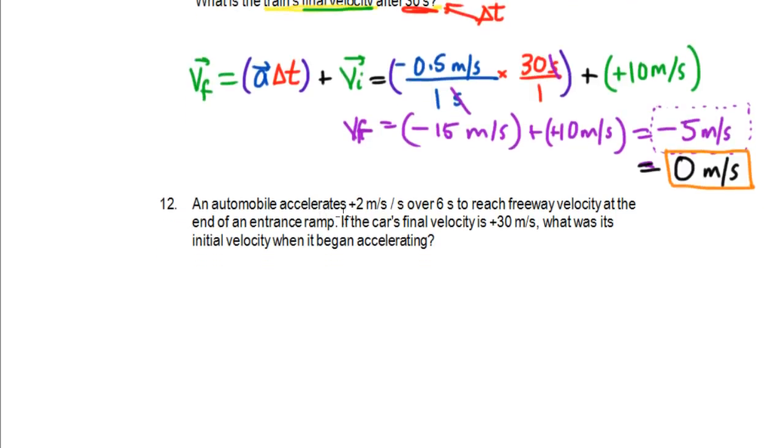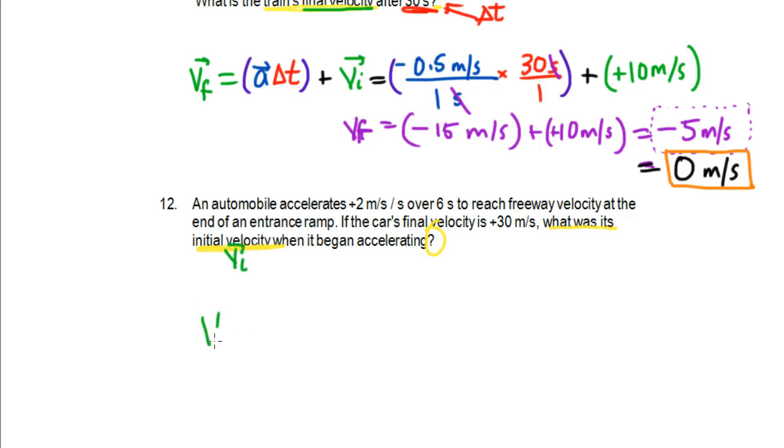All right, last problem, number 12. An automobile accelerates at plus 2 meters per second squared over 6 seconds to reach freeway velocity at the end of an entrance ramp. If the car's final velocity is plus 30 meters per second, what is its initial velocity when it began accelerating? What was its initial velocity? That is what we're looking for. We are looking for v sub i.